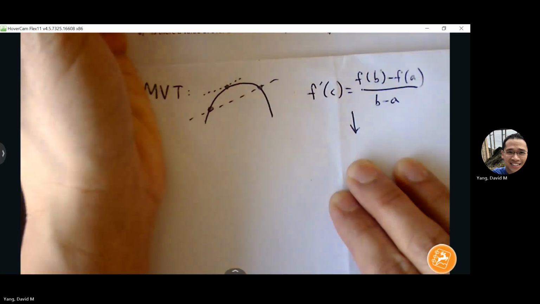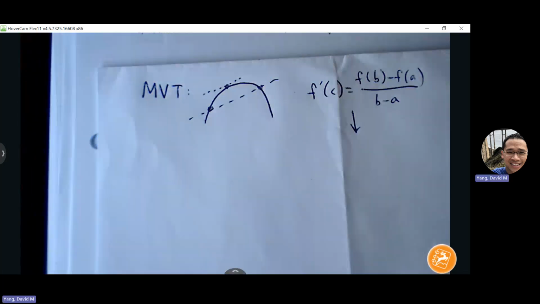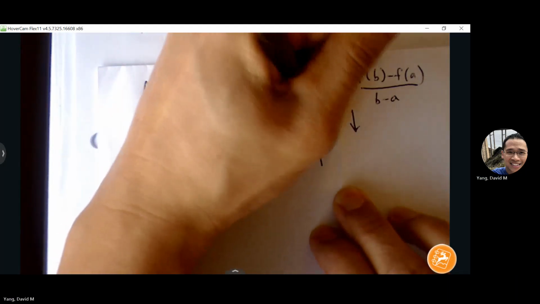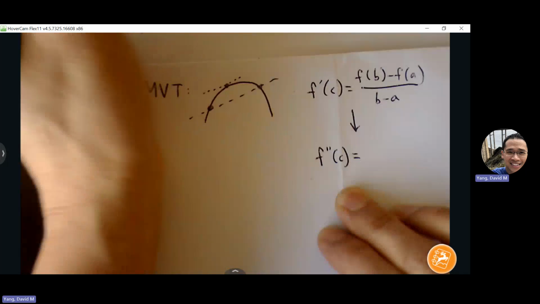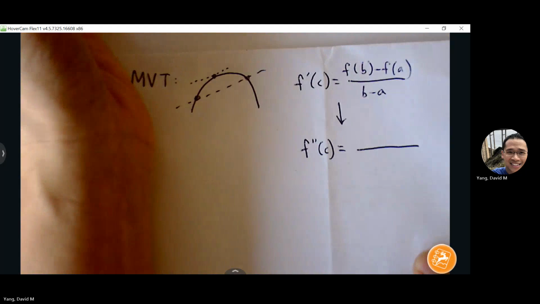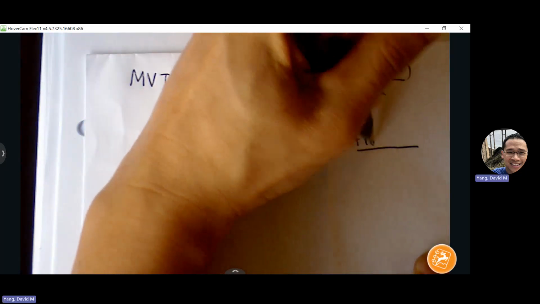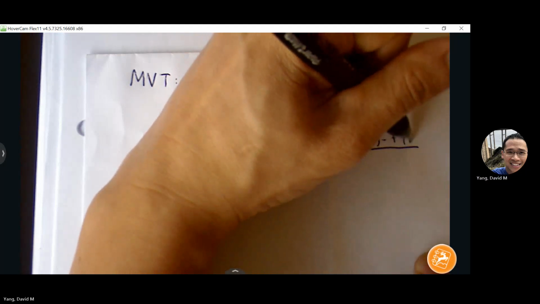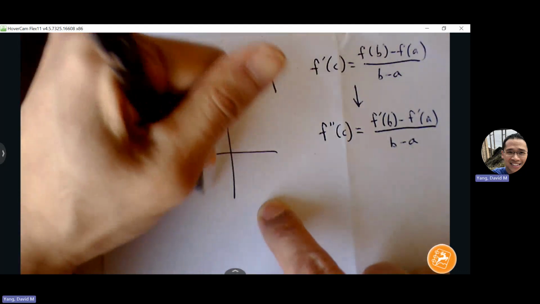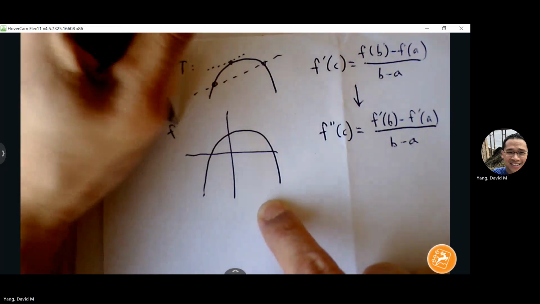So if we want to adapt mean value theorem, we can do this for other derivatives as well. So if I want to guarantee f double prime of c, guess what we can do? Find the slope of the first derivative. Right? And this also works, because we can have the same graph and call this graph f prime.